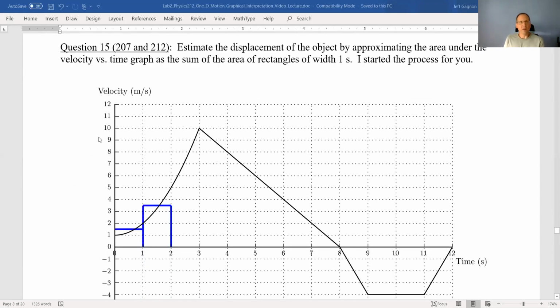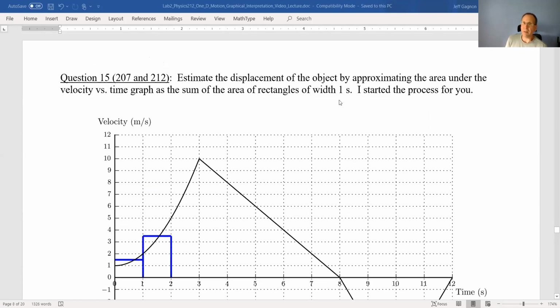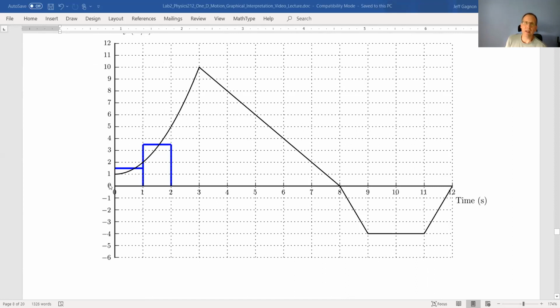All right, and then question 15, which is both for Physics 207 and 212. I want you to estimate the displacement. So I'll give you a velocity versus time graph. I want you to estimate the displacement of the object by approximating the area using rectangles that are of width 1 second. I started the process for you. So this is a height of 1.5 times 1. So that would be my displacement over that first 1 second.